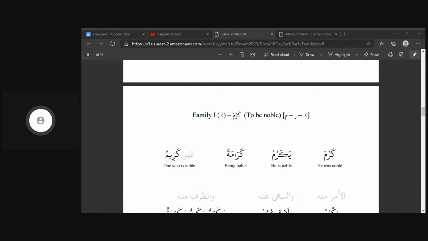The name Allah is always written as Allah. The only thing that will change is the status. So it'll become Allahu, Allaha, or Allahi. Everything else will remain the same, always.